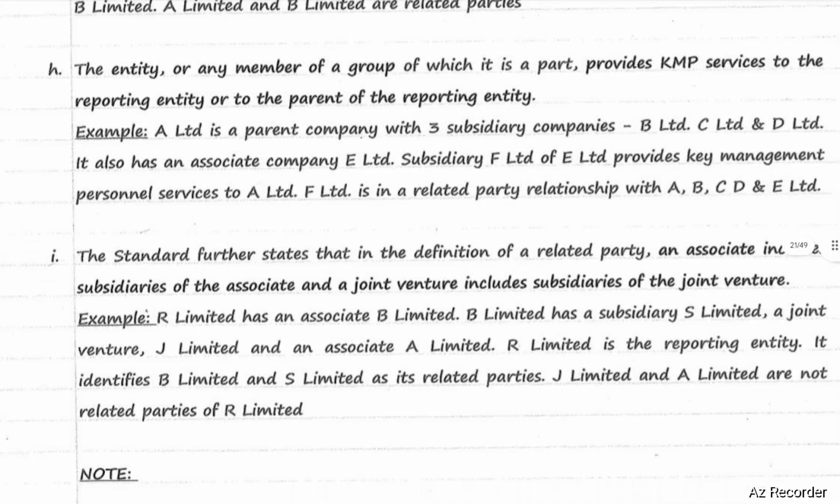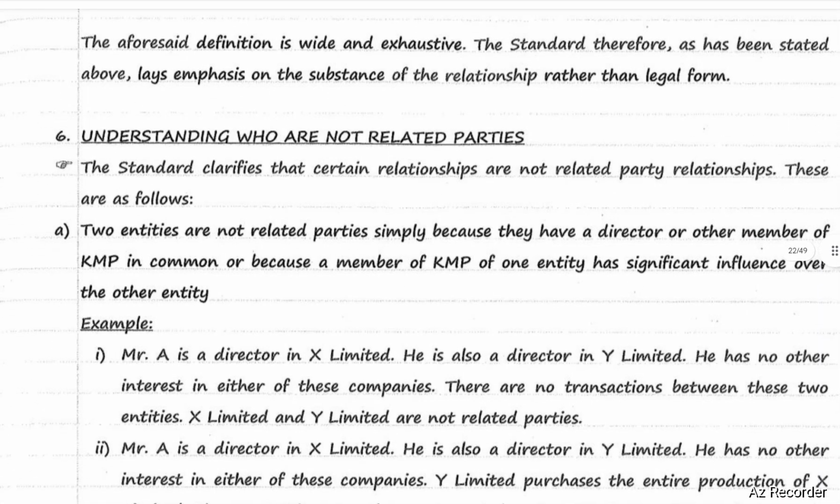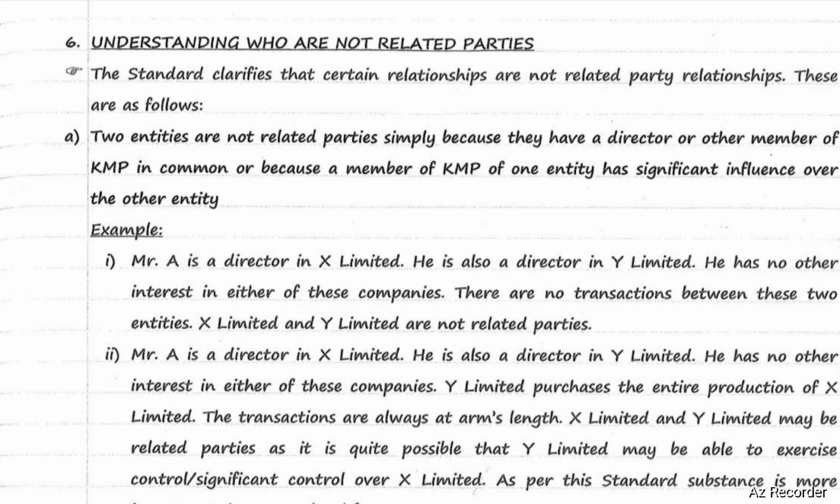Next, the aforesaid definition is wide and exhaustive. The standard, therefore, as has been stated above, lays emphasis on the substance of the relationship rather than legal form. Understanding who are not related parties. The standard clarifies that certain relationships are not related party relationships. These are as follows. Two entities are not related parties simply because they have a director or other member of KMP in common, or because a member of KMP of one entity has significant influence over the other entity.